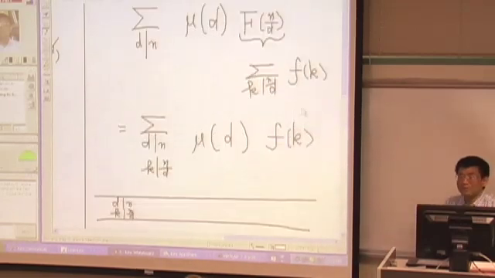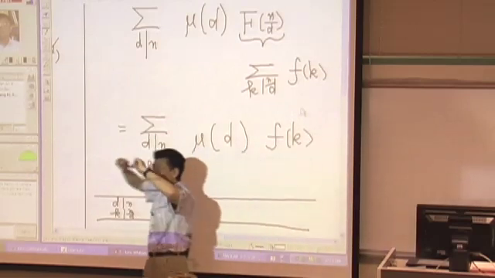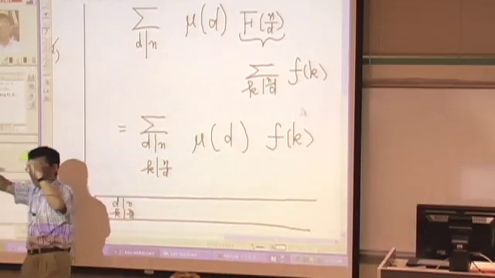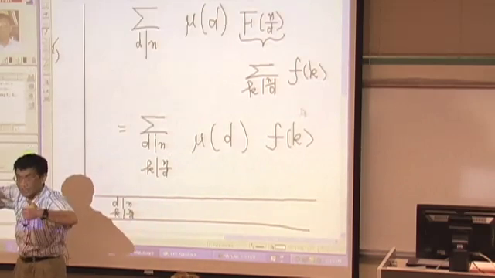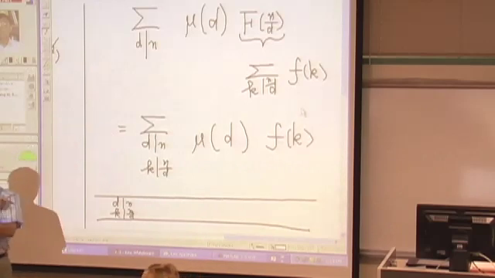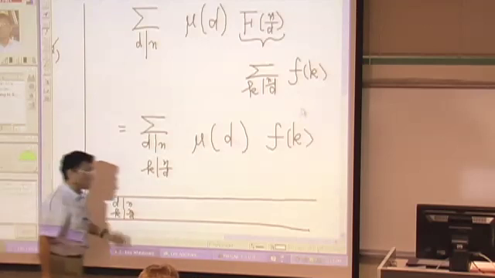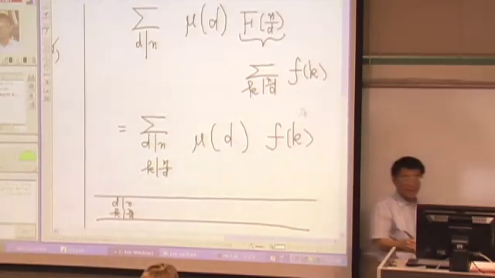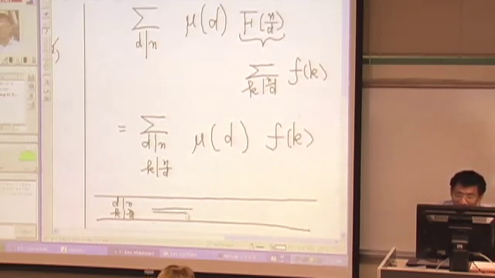But if you don't agree with me, ask me. So I switched d and n over d in this case. Then n over d becomes d, because I switched. If you don't agree with me, ask me. So I explained it. Then what I want to do is this thing. I will switch the role. This is the claim.